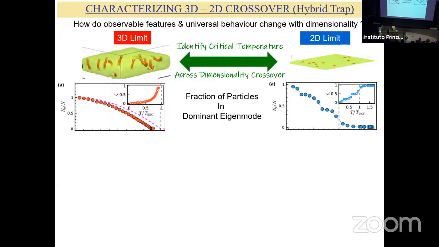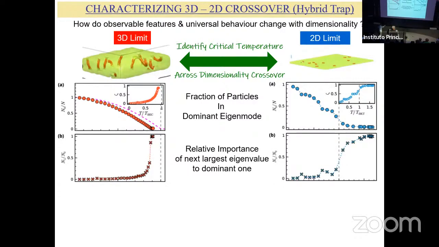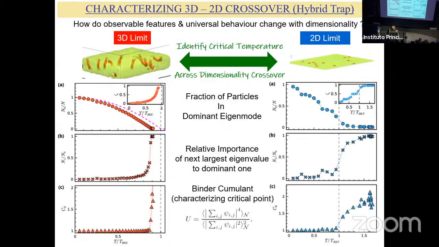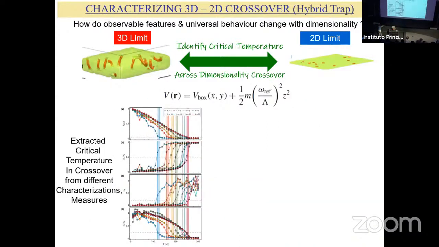Firstly, we wanted to identify that we're correctly seeing the 3D and the 2D limit in these systems. And so we did this by looking at the fraction of particles in the dominant eigenmode, so in the condensate, in the case of 3D, by looking at the relative importance of the eigenvalues. If one eigenvalue is very dominant, then you have a condensate. Okay, that's a very clear signature of condensation. And there's another thing that people use in phase transitions called the Binder cumulant. It's associated basically to this local density fluctuation or local quasi-condensation or so on. And so this thing jumps across the phase transition. So we can use all of these to identify where the phase transition is. And we did that very systematically.